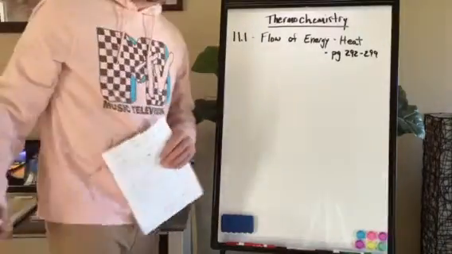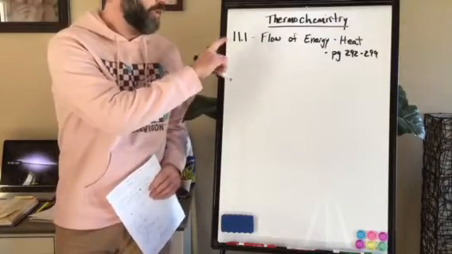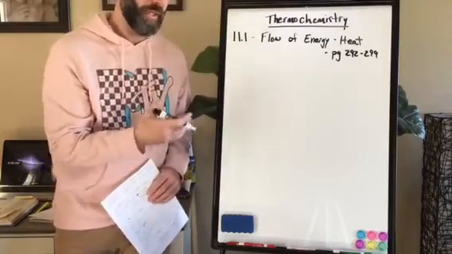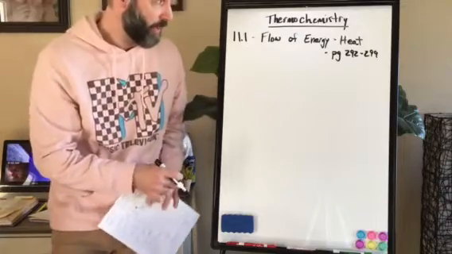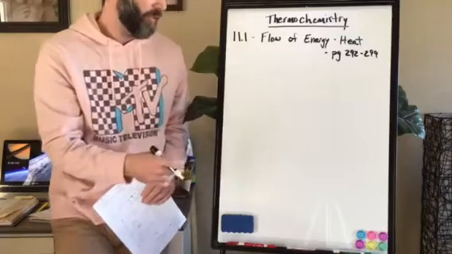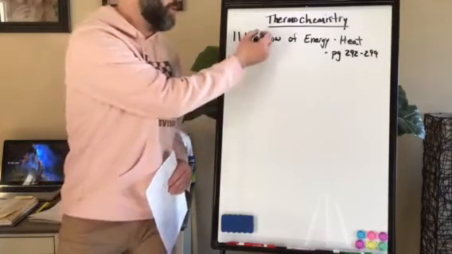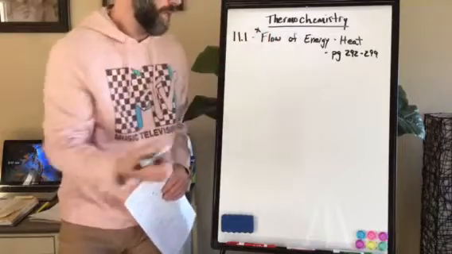Good morning. Today we're going to be going through section 11.1. It's about the flow of energy. This relates to unit 11, which is over thermochemistry. The pages that these notes are going to be found on is from page 292 to 299. I'm just going to kind of debrief what happened in this section.